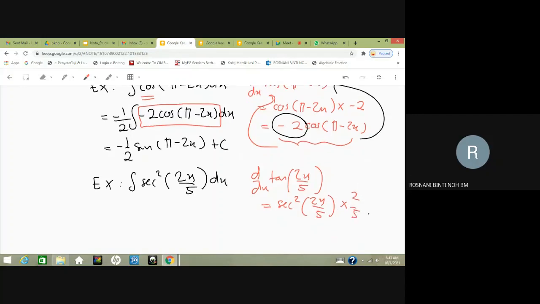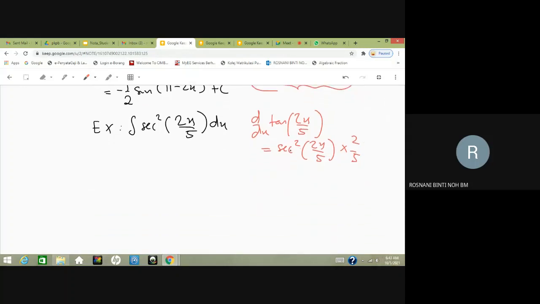We have secant squared 2x over 5, secant squared 2x over 5, but we only lack 2 over 5 in here. So you put 2 over 5 in here, 2 over 5 secant squared 2x over 5. We modify the question by multiplying by 2 over 5, so that we don't change the original value, we put another 5 over 2 in front of your integration. So it is the same as the original one.